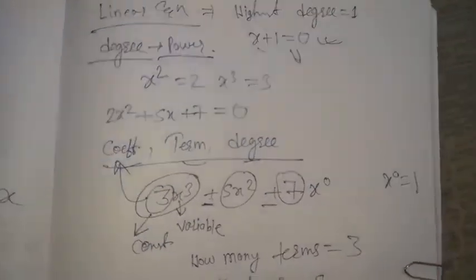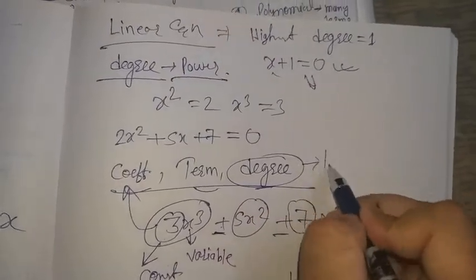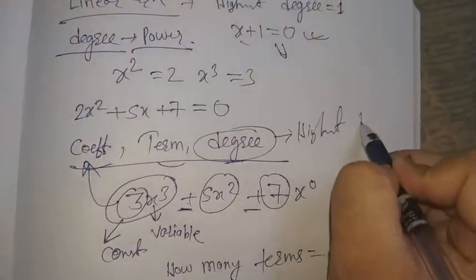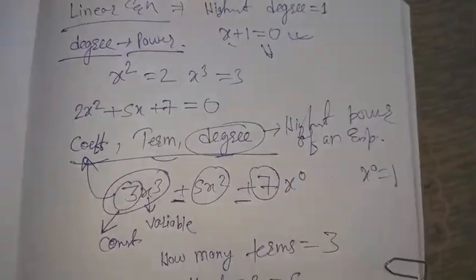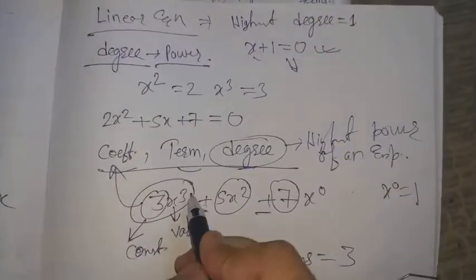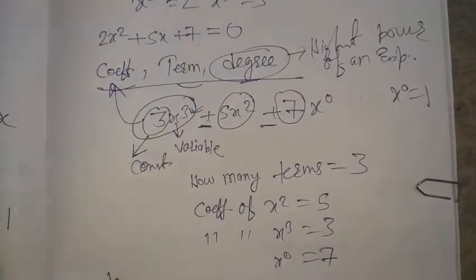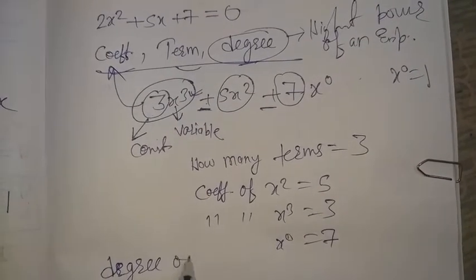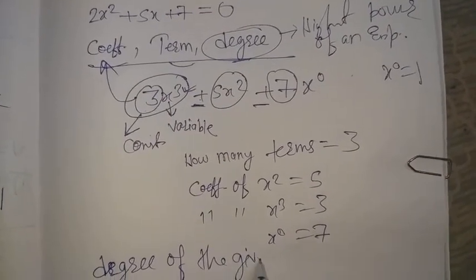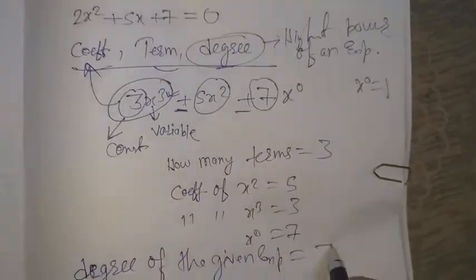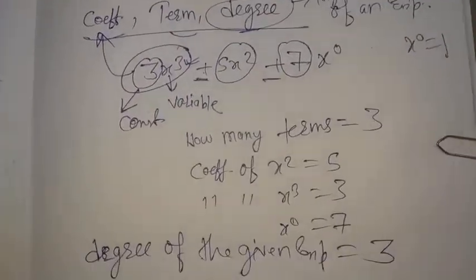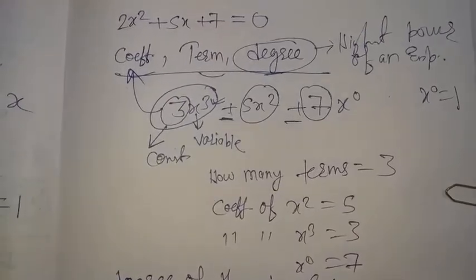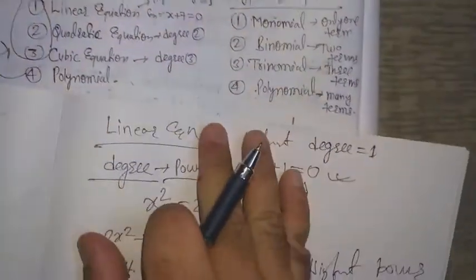Degree: what is degree? It is the highest power of an expression. So what is the highest power here? 3. So we can write the degree of the given expression is 3, not 2. The highest power is called the degree. So this is about coefficient, term and degree. Now come to the topic here.